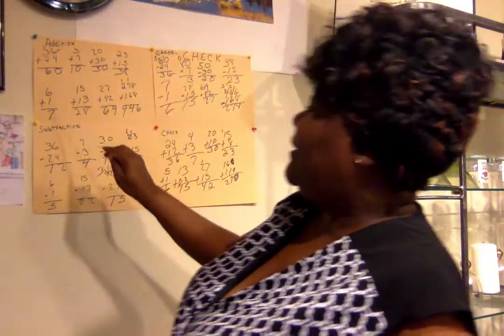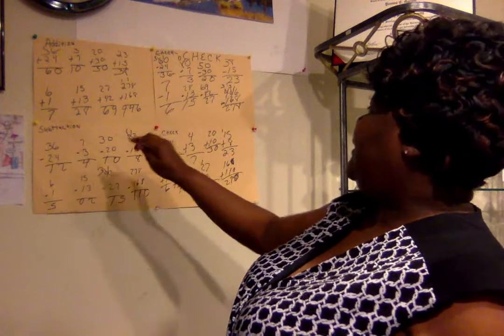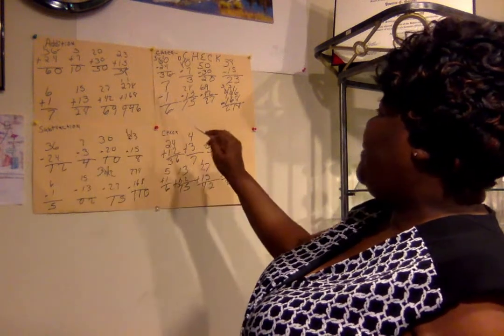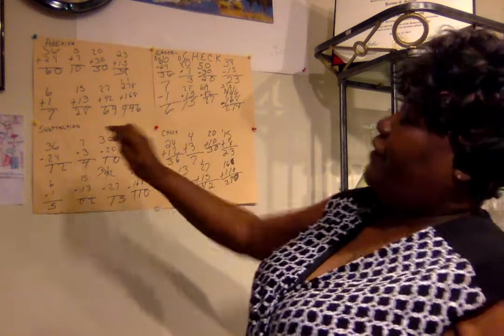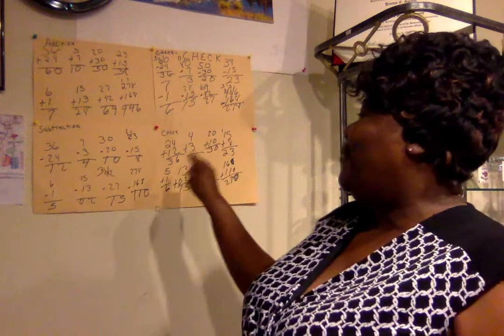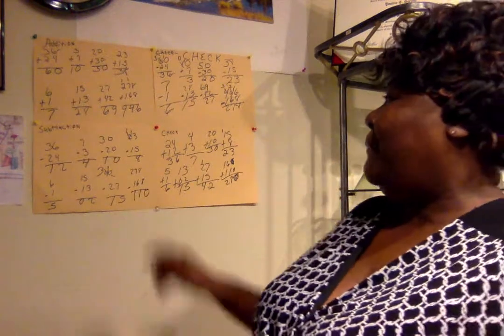6 plus 1, 7. How would you check it? Your answer, 7, minus the second number in your problem, 1. 7 minus 1 is 6. The first number in your problem was also what? 6. So you will know what? Your answer is correct. Moving to the next problem.